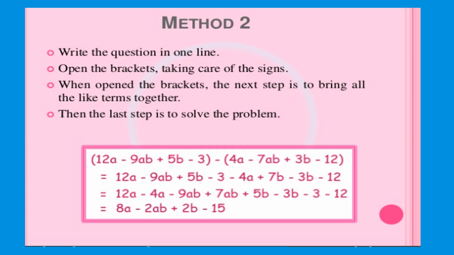Now the second method to do the subtraction: write the question in one line, open the bracket like how you did for addition, taking care of the sign. When you open the bracket, the next step is to bring all the like terms together. See now, put here like this. So 12a minus 9ab plus 5b minus 3.